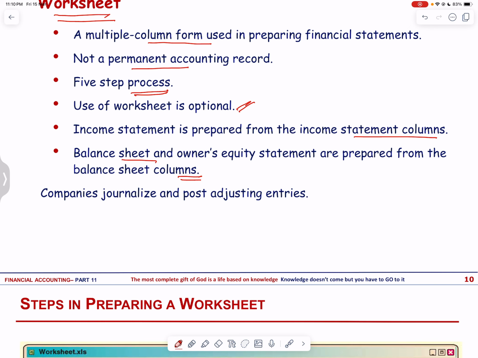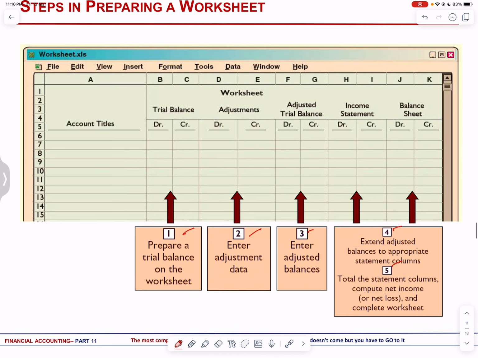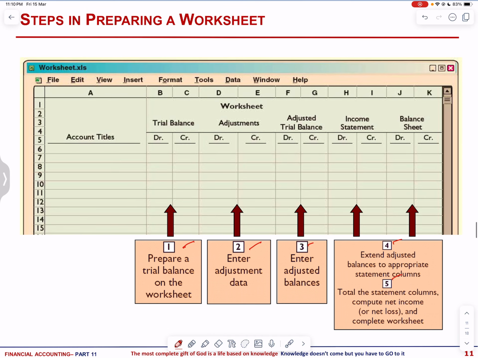So let us see how we do this, and you can see that this is a multiple column form that is used in preparing the financial statements. The first step is to prepare the trial balance on the worksheet. You can see we have a trial balance, we have the account titles, and that is what we do.